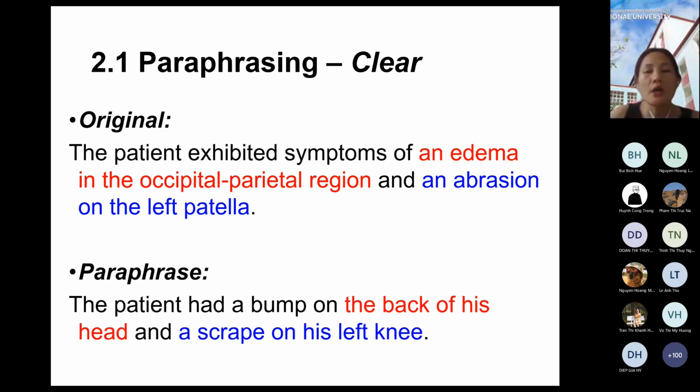So we could see that whatever is in red just means the back of your head, and whatever is in blue is the scrape on your left knee. If that is the case, why don't you write like this? That will be easier for us to understand. If you say it at an academic conference on this expertise, then it's okay. But if you want to say it in general, then this would be the better one. The second paraphrase would be clearer for the audience, isn't it? So that is the second standard, clarity.